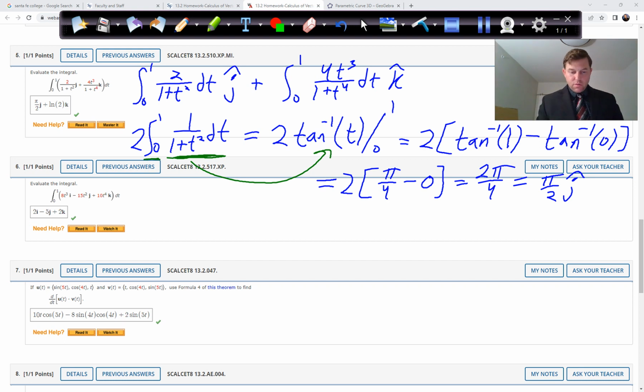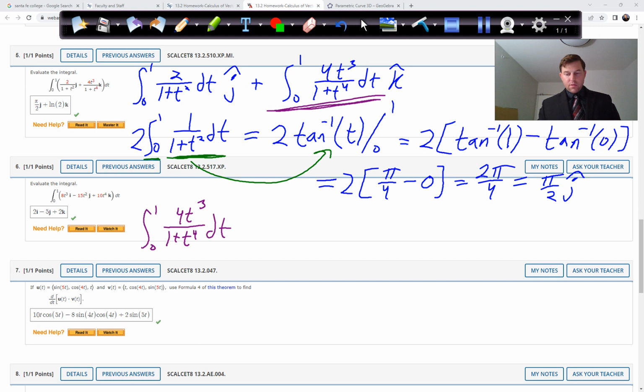Now we have to do this second half. Let me see if color can help us here. So this part in front of the k. So let's do this down here. 4t cubed over 1 plus t to the 4th dt.